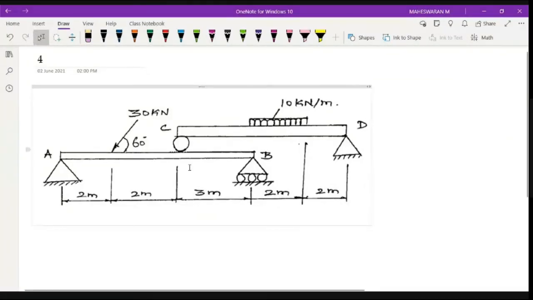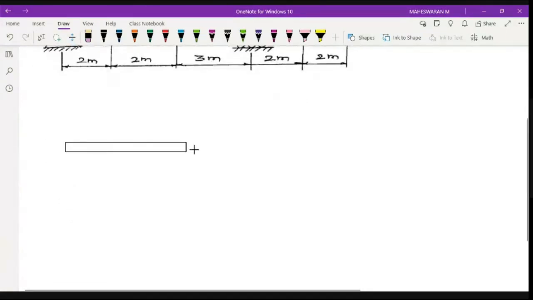We consider this one. You have two beams, one over the other. In that case, you have to identify the reactions at A, B, C, and D, at all the points. So for this, I have to draw two free body diagrams, one for the beam AB, the other for the beam CD. Let me do one by one. First, for beam AB, we draw the free body diagram for AB.